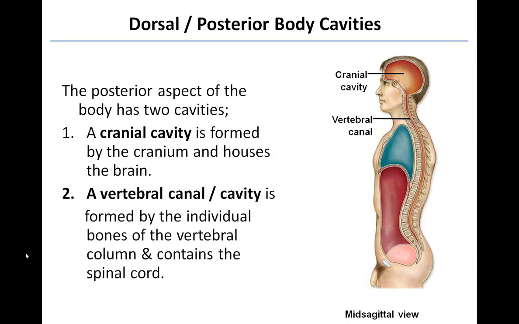What I'll do now is describe in detail the specific components of each major body cavity. Firstly, the dorsal or posterior body cavities, towards the dorsum or the back of the body. The two main components of the dorsal body cavity are the cranial cavity, which houses the brain, and the vertebral cavity, which houses the spinal cord.